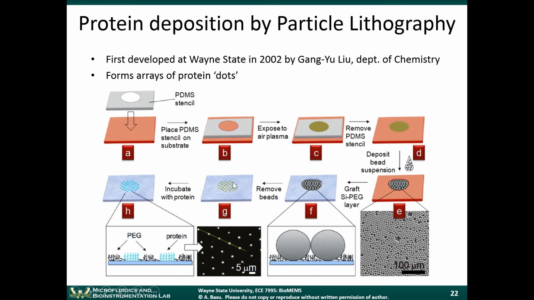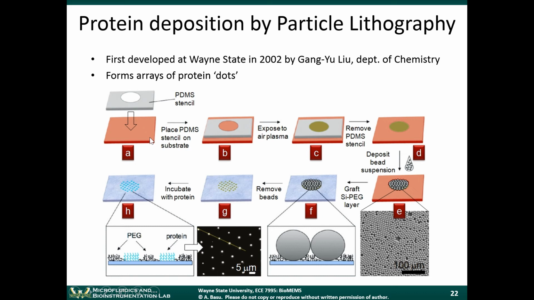Another way that you can deposit proteins is by particle lithography. Now this avoids the use of photomasks and uses particles instead. I just wanted to note that this was first developed at Wayne State in 2002 by someone in the Department of Chemistry.